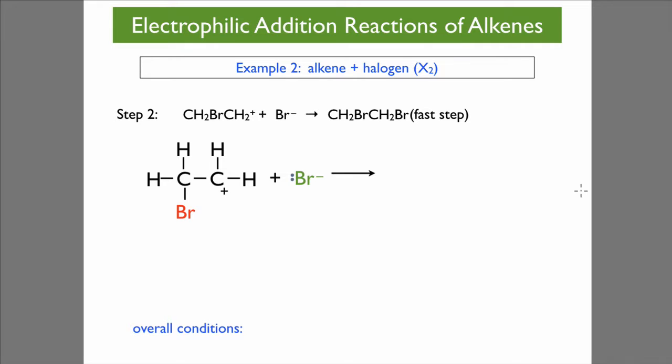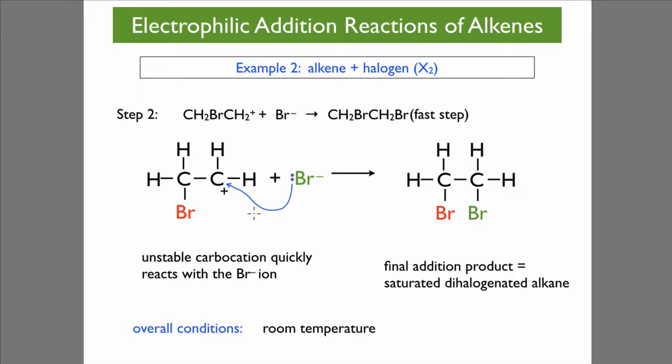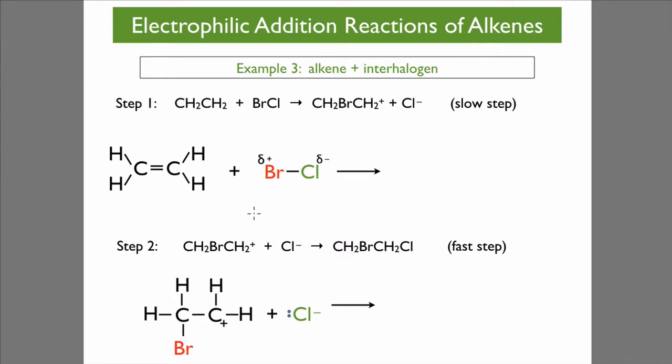We've got the unstable complex with the bromide present. The lone pair is attracted to the positive center, forming a bond, and we get the dibromoethane. It's a saturated dihalogenated alkane. In conditions, room temperature, and again we'll have protic solvents.